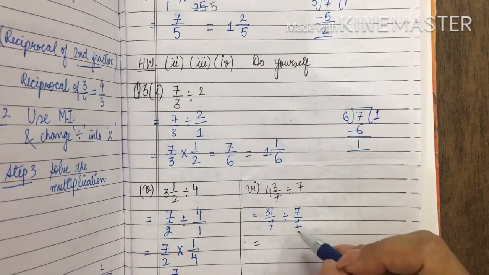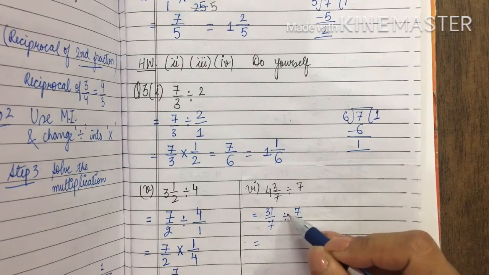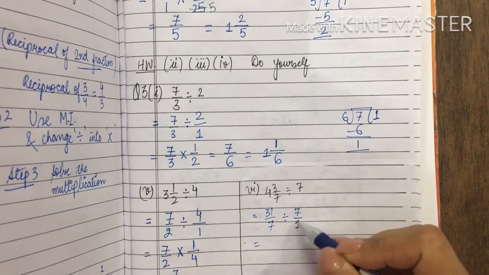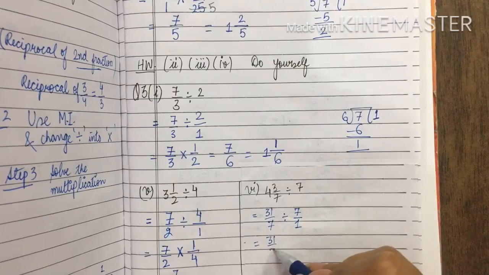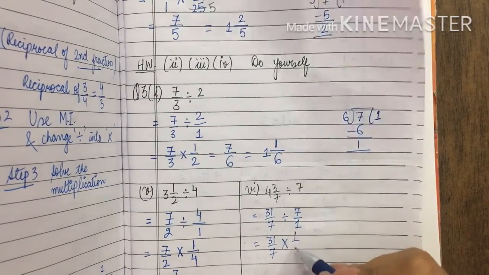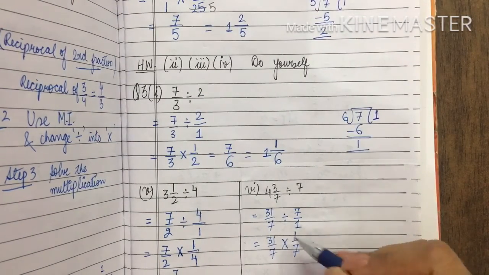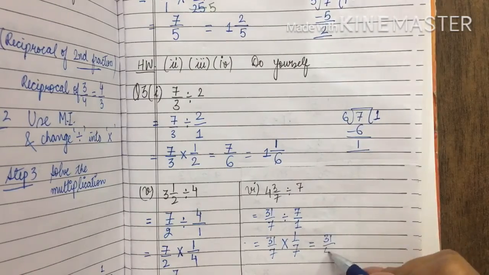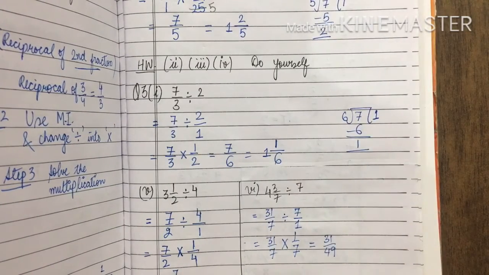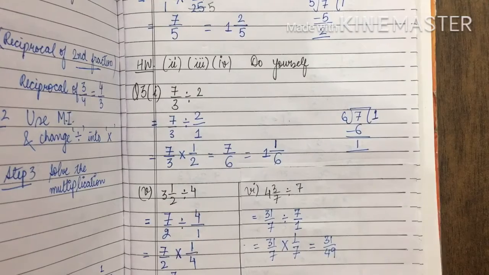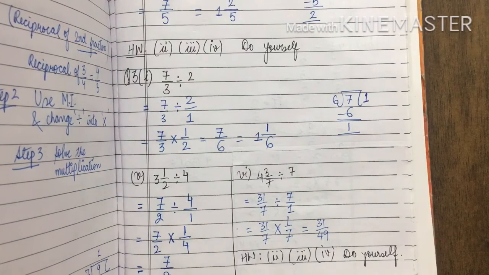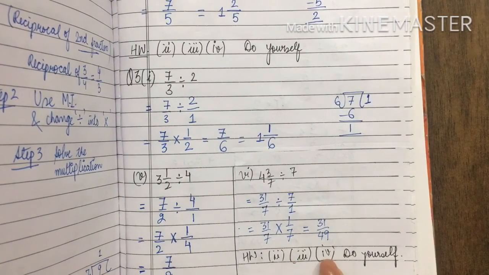Now I'll do two things at the same time. Change division to multiplication and write the reciprocal for this. So 31 by 7 multiplied by 1 by 7. No cutting possible. Give your answer 31 by 49. So the remaining parts you will do yourself: part second, third and fourth from question number 3.